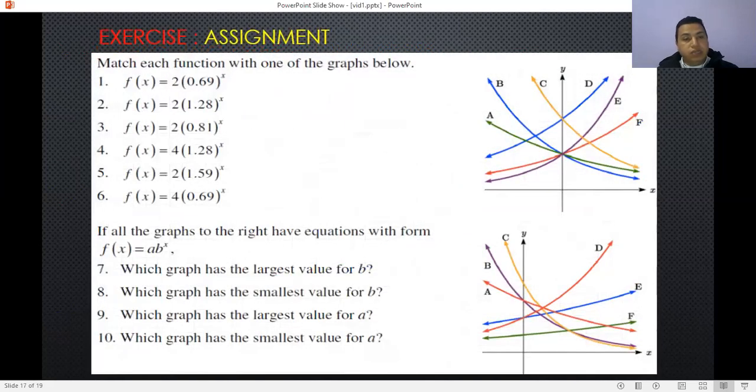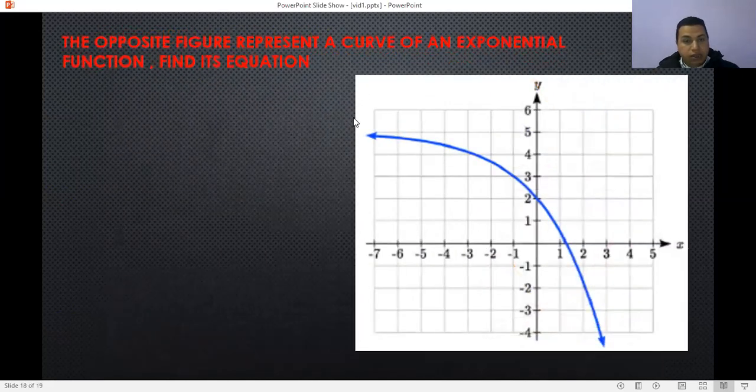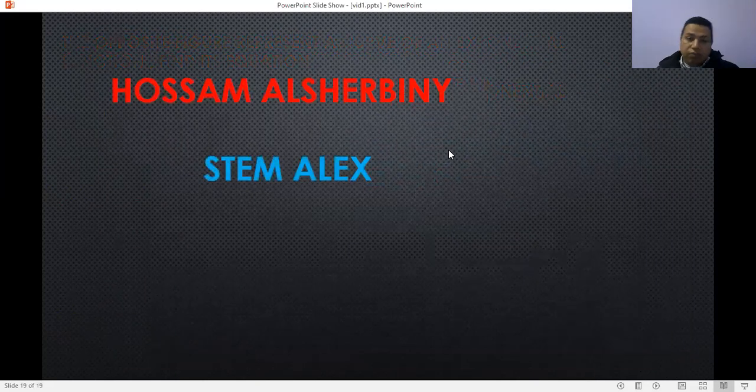Okay, this is an exercise you can do as an assignment, as homework in your homes. And this is the other exercise. Find the equation of the given function.